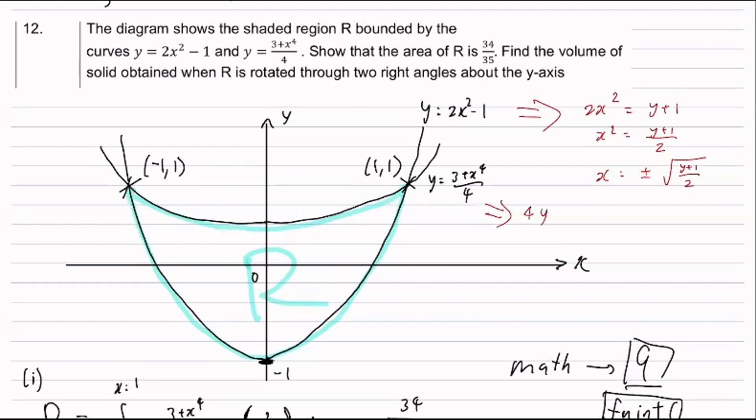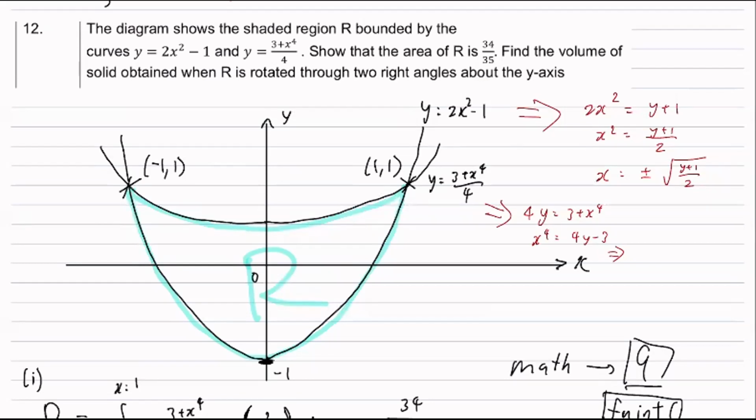So let's take a look. Times 4 over 4y equals 3 plus x power 4. x power 4 equals 4y minus 3. Here, if it's power 4, complex numbers tells you that you should have how many roots? Power 4 got how many roots? 4. 4 roots, yes. But here we are dealing only with real numbers.